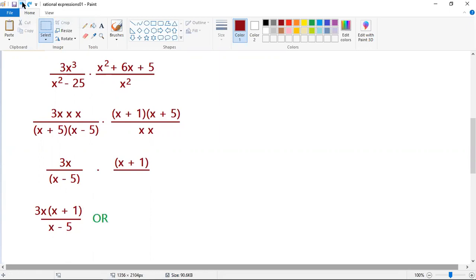Otherwise, we would like to work it out as 3x squared plus 3x. The 3x multiplies the x and the 1 inside, so we're getting this. Restriction-wise, the denominator cannot be 0, so x cannot be positive 5.